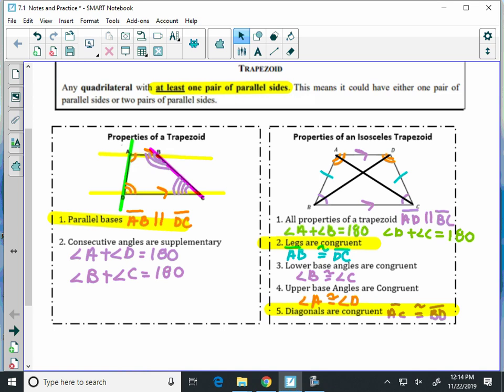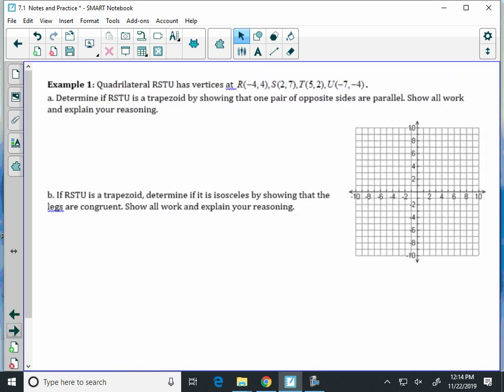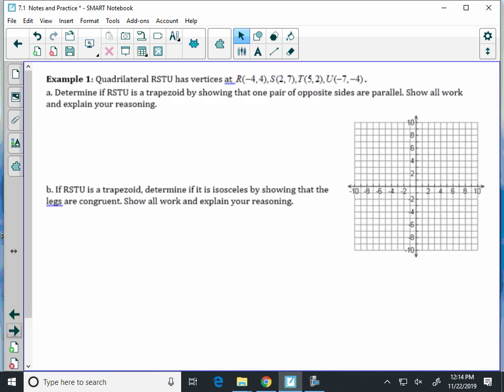So how this is going to look, types of questions that you are going to be asked. We are given quadrilateral RSTU and the vertices are written as shown. We're going to determine if this quadrilateral is a trapezoid by showing that one pair of opposite sides are parallel. When we're dealing with a coordinate plane, what do we know about parallel sides? What do we know about their slopes? Yeah, they're equal. So we just have to show that at least one pair of opposite sides are parallel. That's all we have to do.